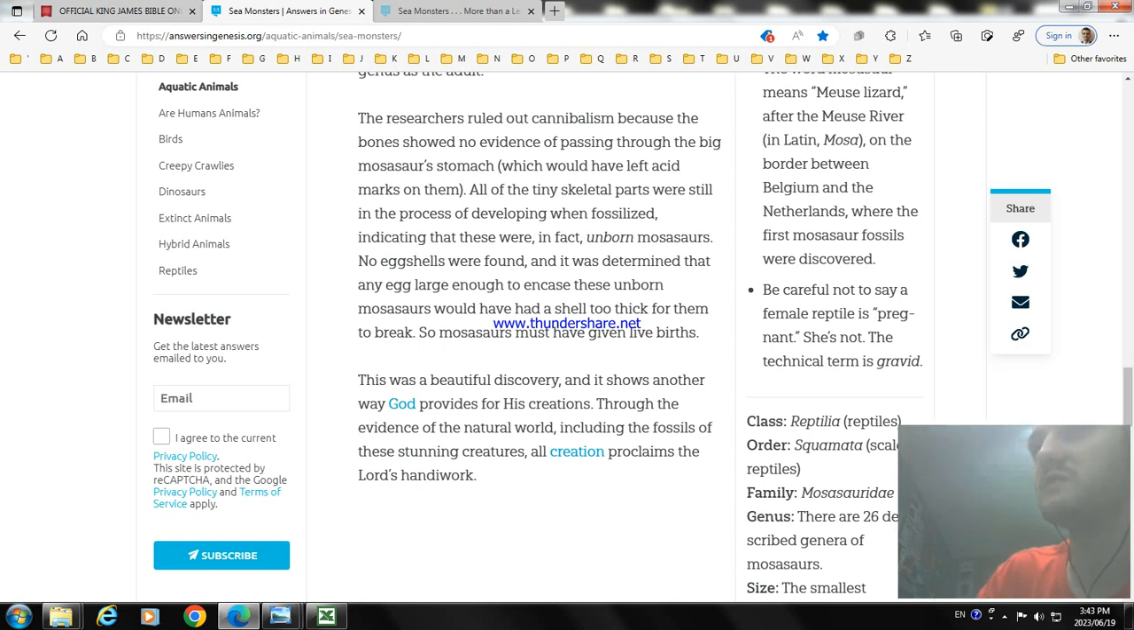This was a beautiful discovery, and it shows how God provides for his creations through the evidence of the natural world, including fossils of these stunning creatures. All creation proclaims the Lord's handiwork.